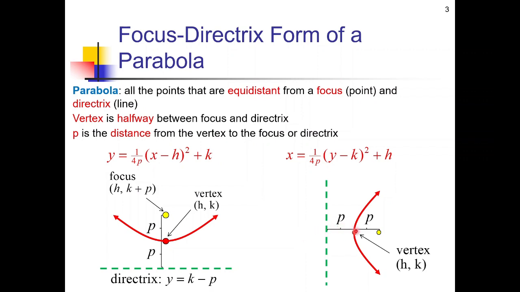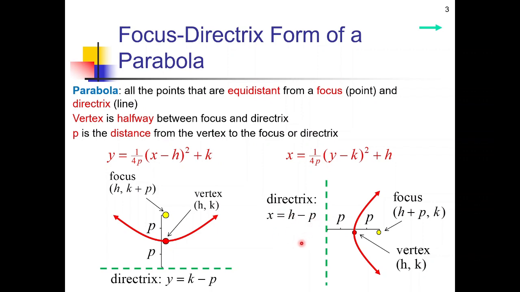But a few things have changed here. Now since we're going horizontally from the vertex instead of vertically, when I get to the focus I have to change the H value rather than the K value. So this is going to be H plus P comma K. The P gets added to the H instead of the K. And to get the directrix, now we're subtracting the P from the H value instead of from the K value. And since it's a vertical line, we have to write x equals h minus p.